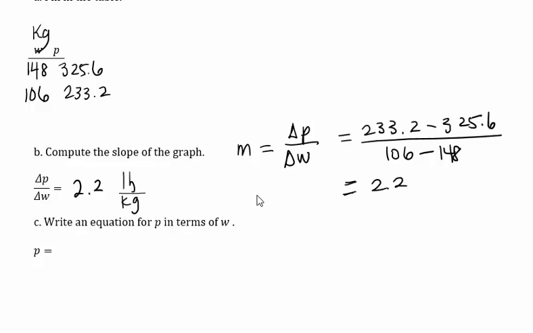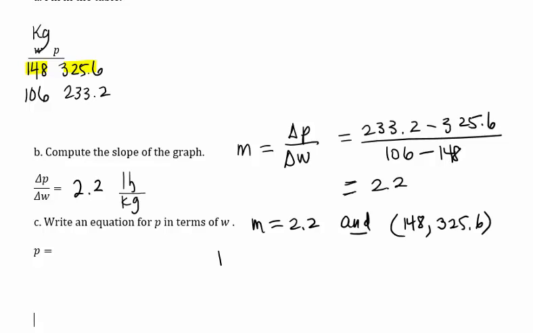Okay, lastly, we're going to write an equation for this linear function for P in terms of W. Okay, so we can do this by hand, and we'll do that first, and recognizing that we have 2 points on the line, we just need to select one of them. So we're going to have the slope of 2.2 and use a point, 148, comma 325.6, to write this equation first in point slope form.